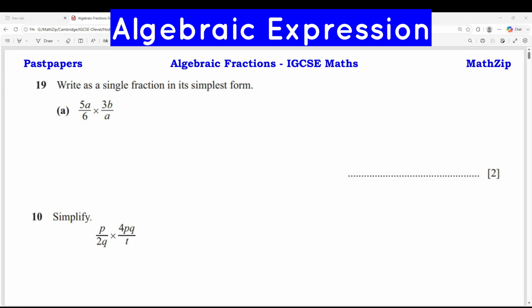Algebraic fraction. First question. Write as a single fraction in its simplest form: 5a ÷ 6 × 3b ÷ a. So we can divide this a by a. Then this 6 we can divide by 3, we will get 2. So our answer will be 5b/2.